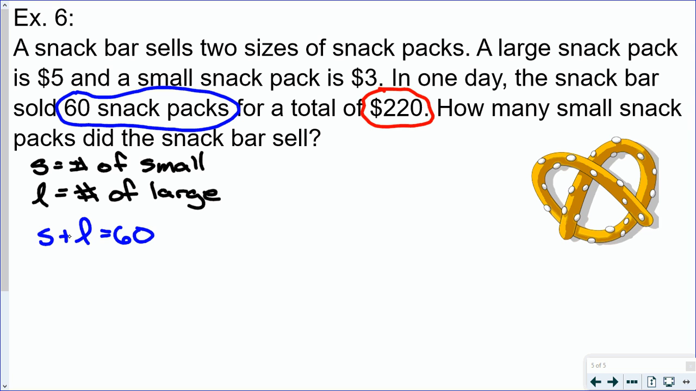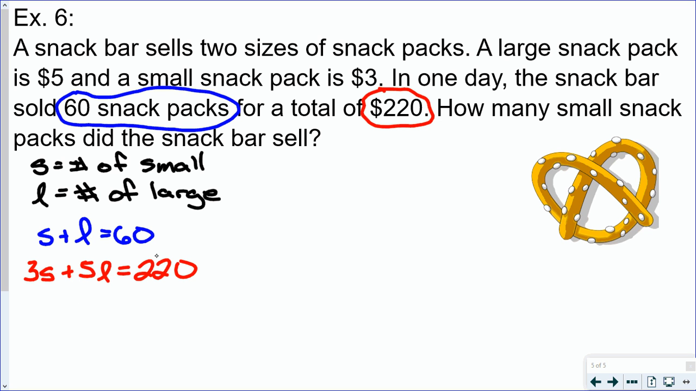Now the other equation has to take in how much they cost and how many I sold. So a large snack pack is 5, a small is 3, and I made $220. So the equation there is going to be $3 times the number of small ones, 3 times the number of small plus 5 times the number of large ones is equal to $220. So there's my two equations.